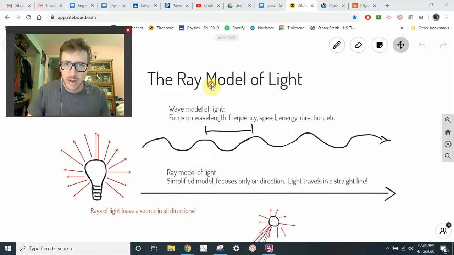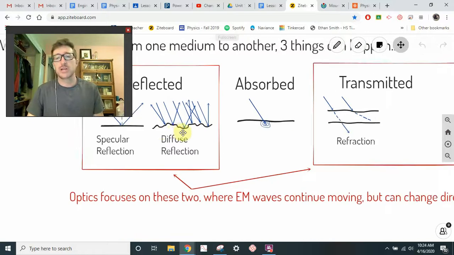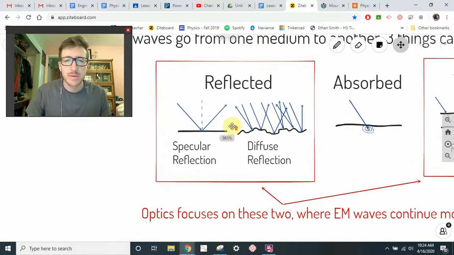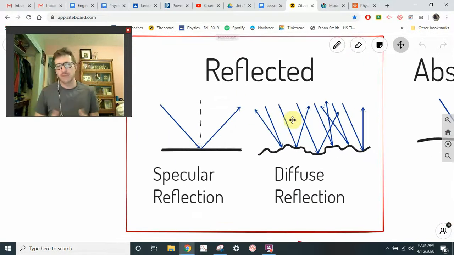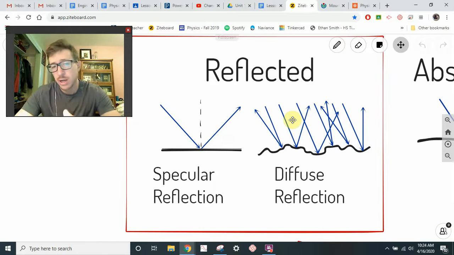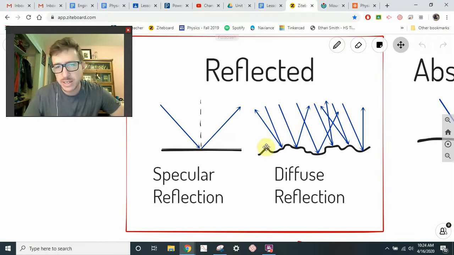Now, when light is traveling and moving out, it can either be reflected, absorbed, or transmitted, as we've talked about. Today we're going to be focusing on reflection. And I want to stress again that there are two different types of reflection. You can have what's called specular reflection, which you get off of very flat, smooth surfaces, or you can have diffuse reflection, which is where we have slightly bumpier, rougher surfaces.